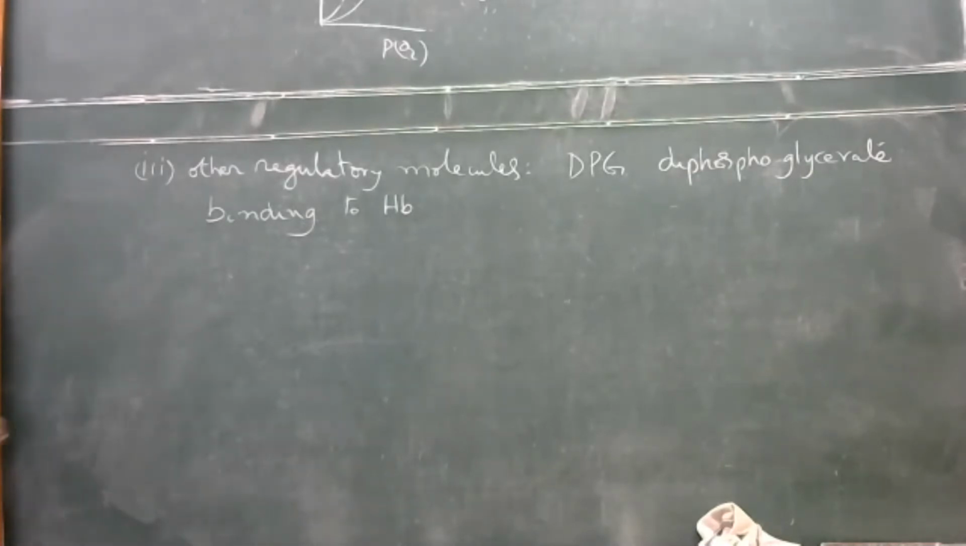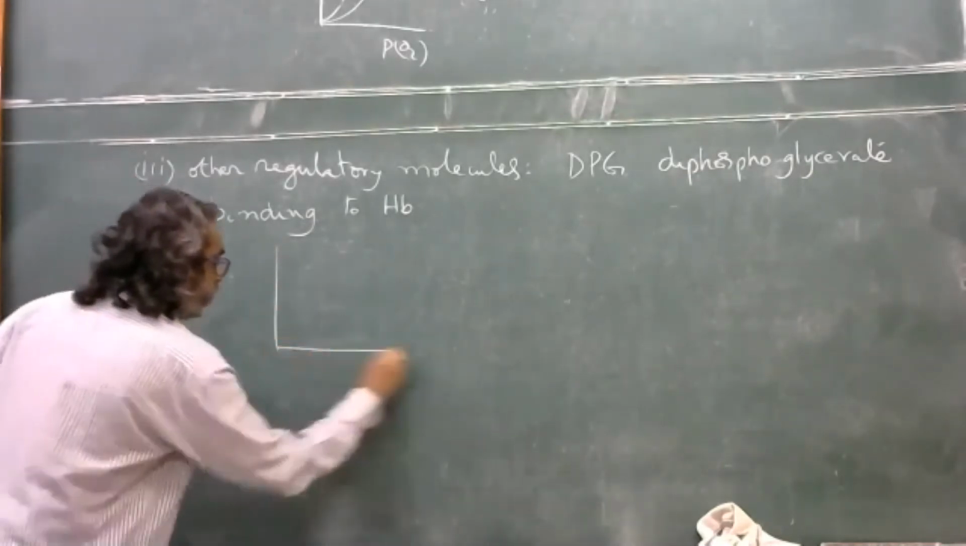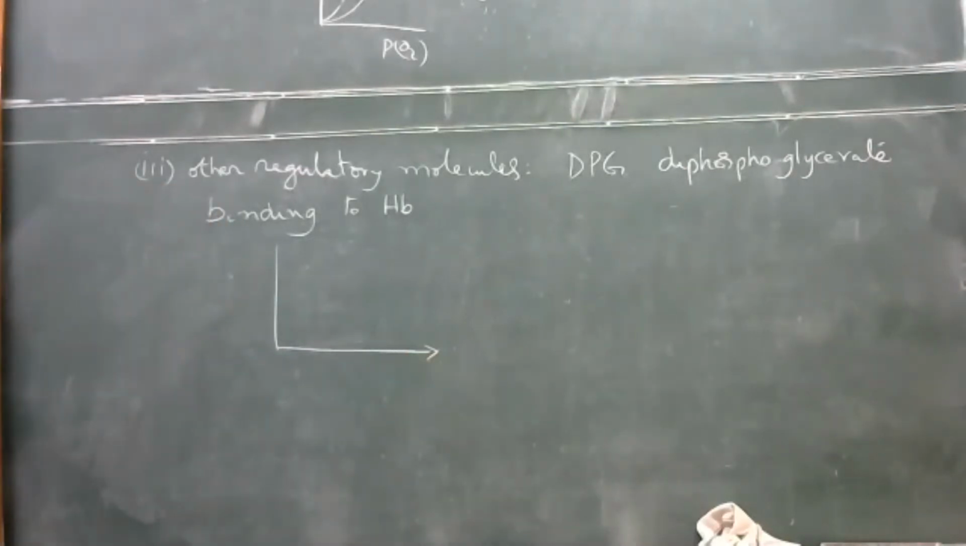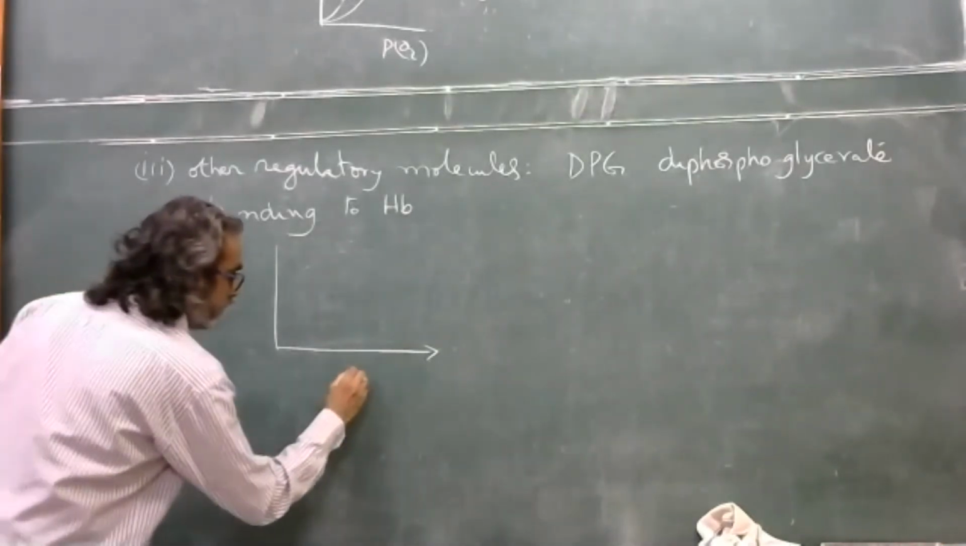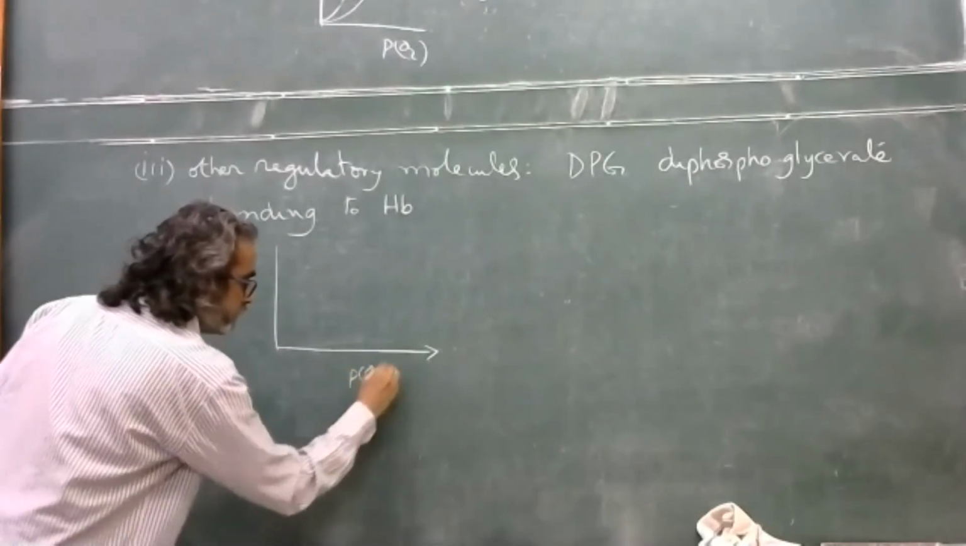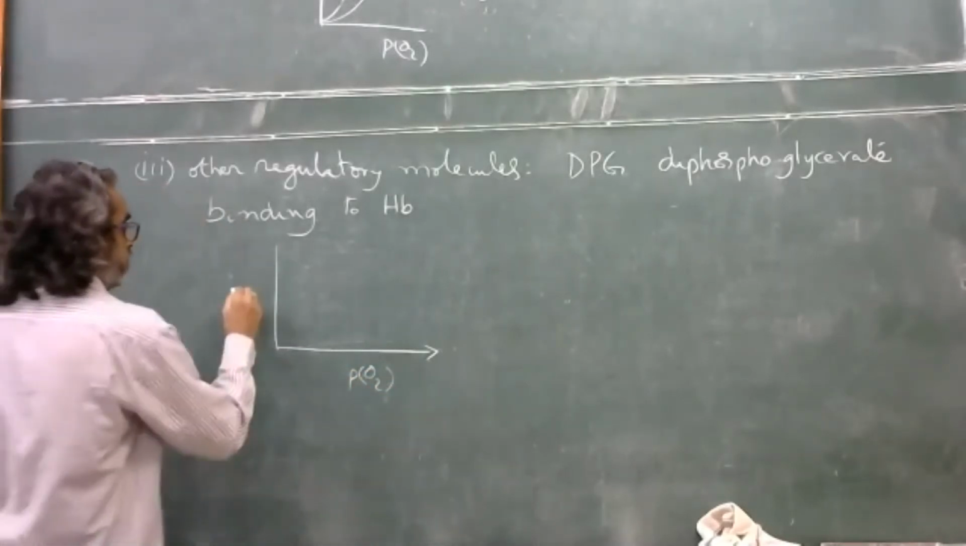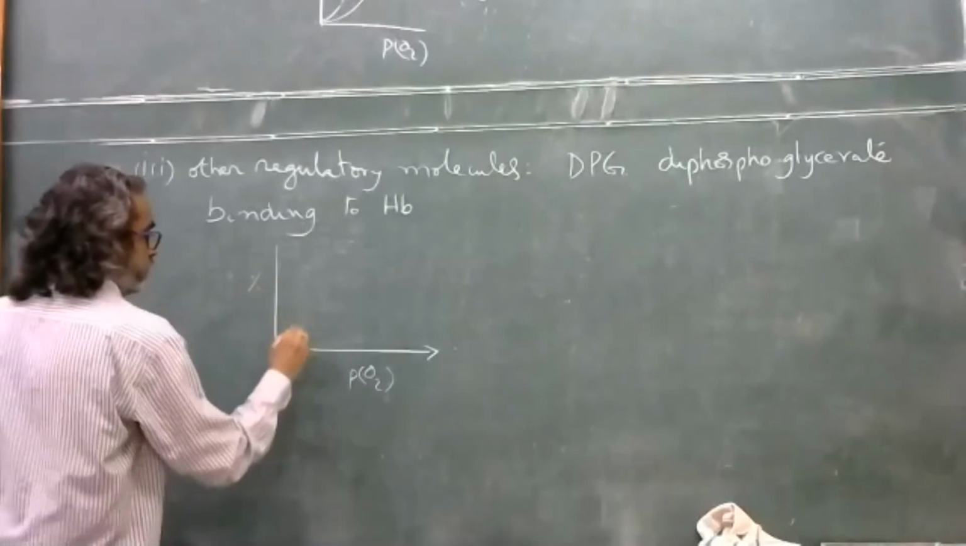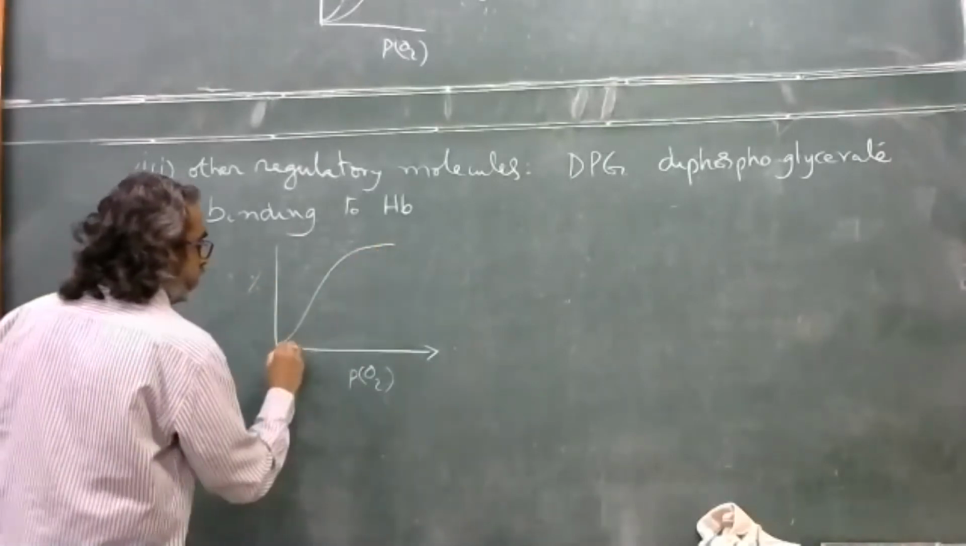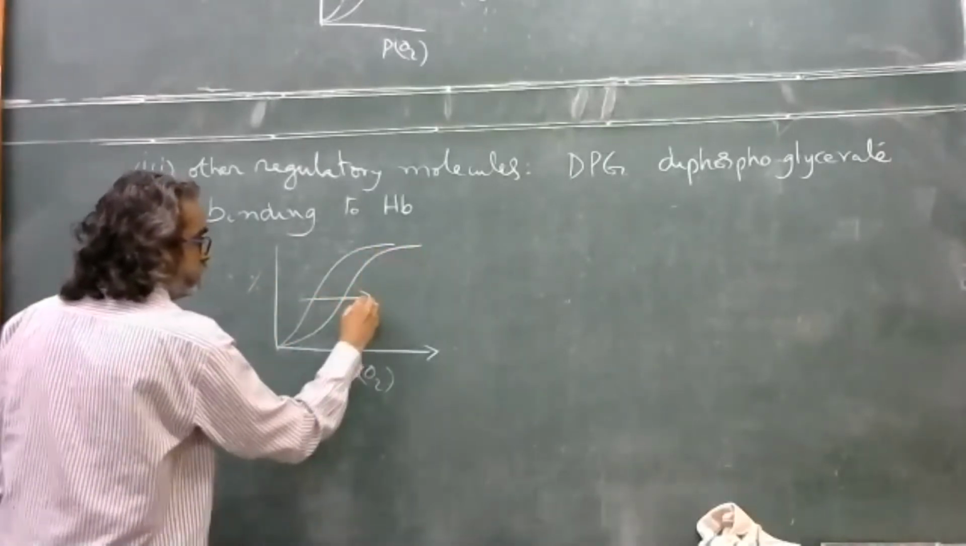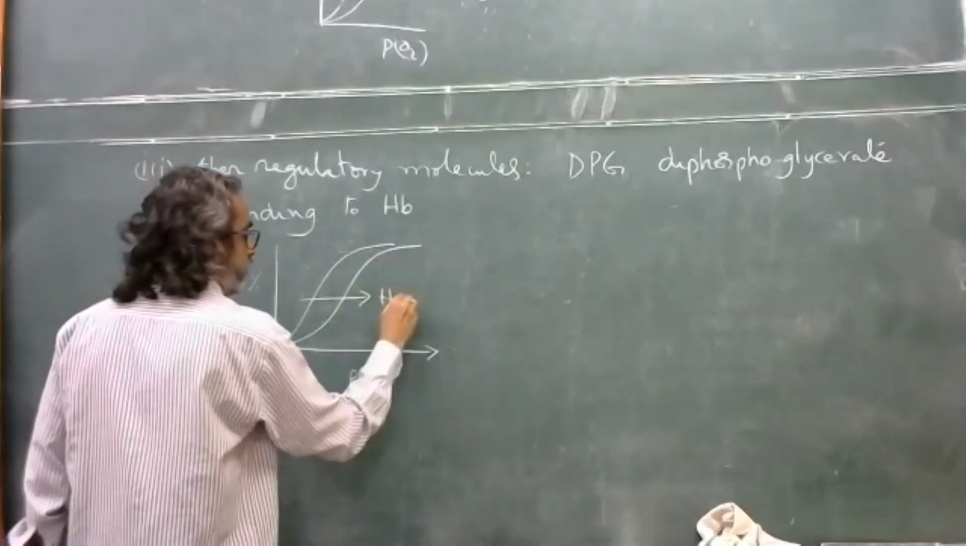Okay, so again if you have DPG, the DPG also is the same thing. So you have, let's say if you try to measure oxygen versus percentage of oxygen saturation, again the sigmoidal curve shifts to this. Okay, so at higher DPG.